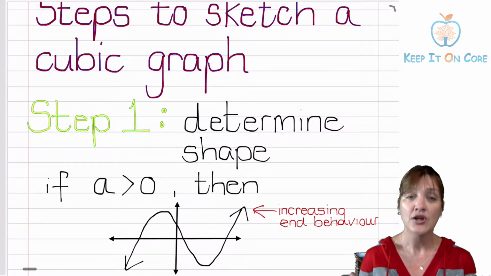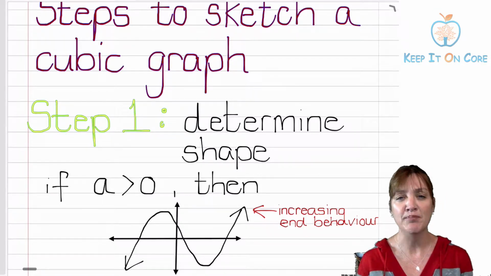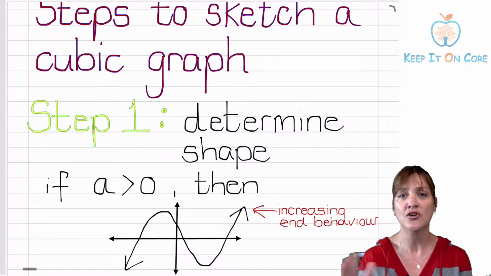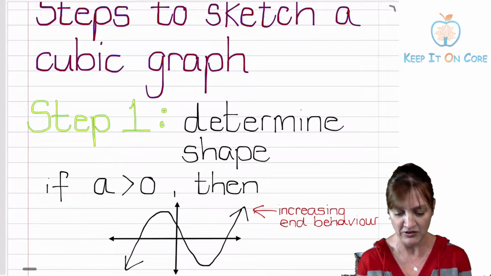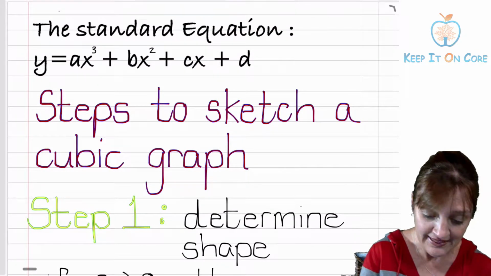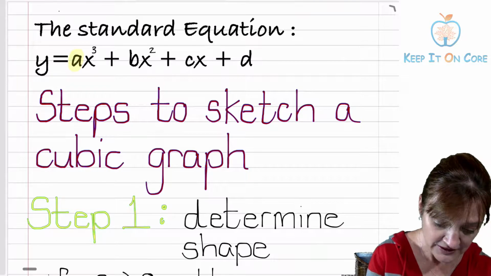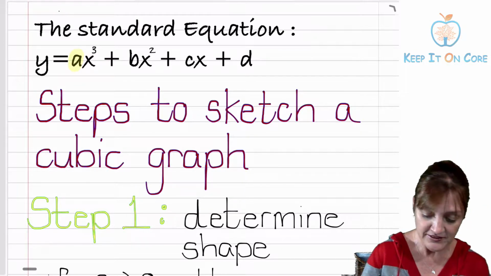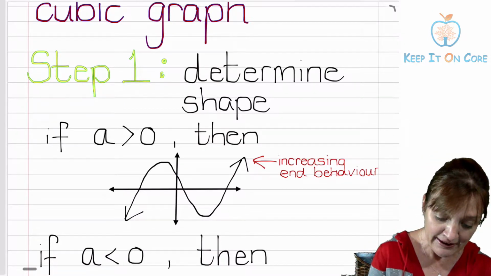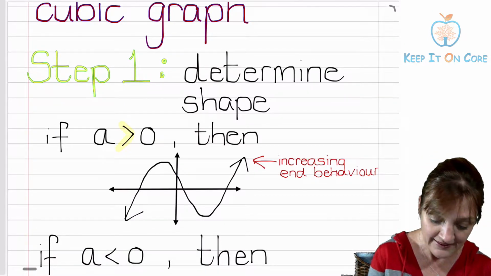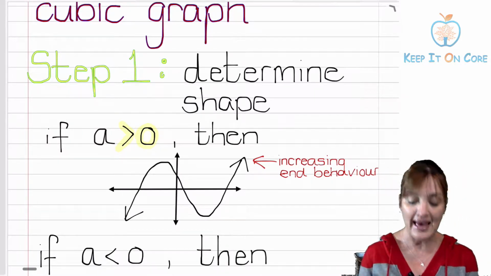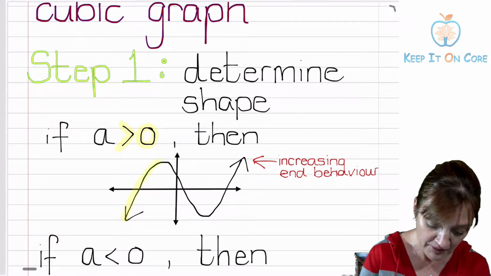Step 1, you want to determine what the shape of your graph is going to look like. You don't need to know anything specific just yet, you just want to know what kind of shape it's going to look like. How are we going to tell? We are going to look at the a value, the value that's in front of your x cubed, and determine whether it is positive or negative. If your a value is greater than 0, that means your graph is going to have a positive shape.